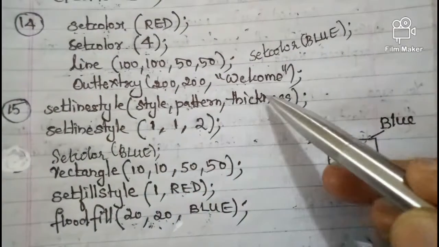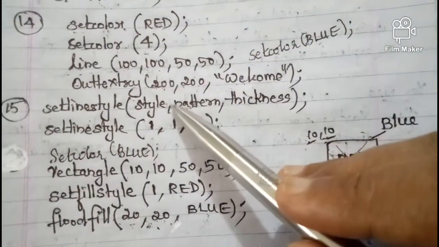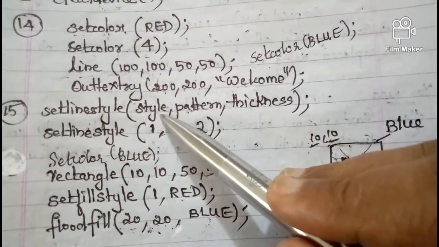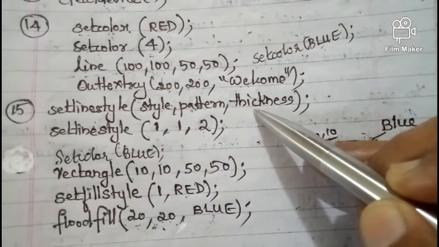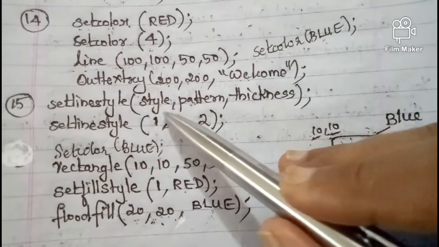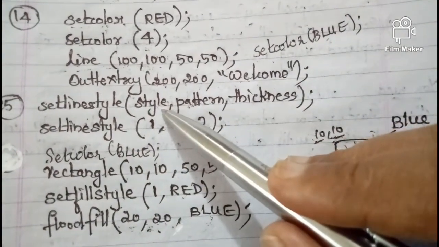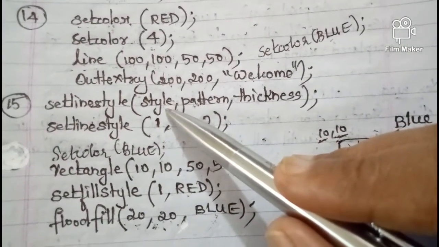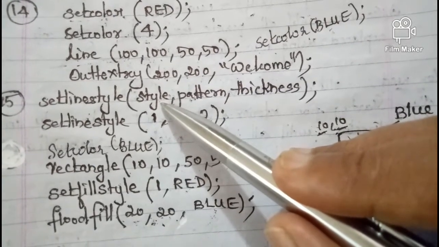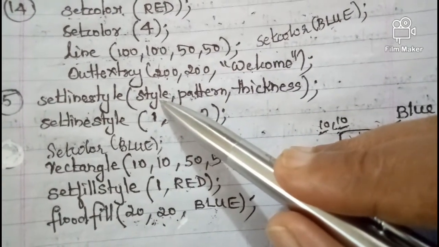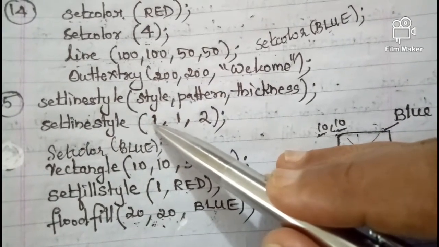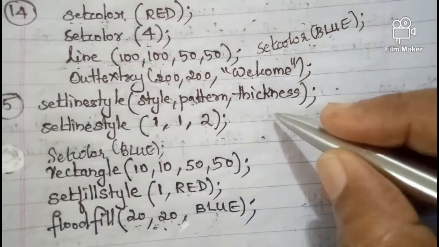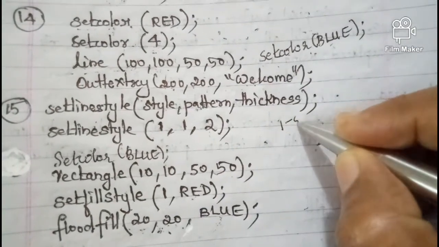There are three arguments in this function. First argument is the style of the line. Second argument is the pattern, and the third argument is thickness of the line. Remember, style can be of various types: solid line, dashed line, dotted line, and dashed dotted line. Depending on the value you are giving here, you can give numeric values. You can give values from 1 to 5.